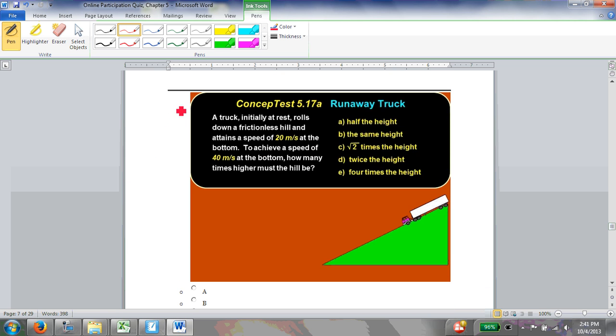A truck at rest rolls down a frictionless hill and attains a speed of 20 meters per second at the bottom. To achieve a speed of 40 meters per second at the bottom, how many times higher must the hill be? So I want my velocity to be twice as big.